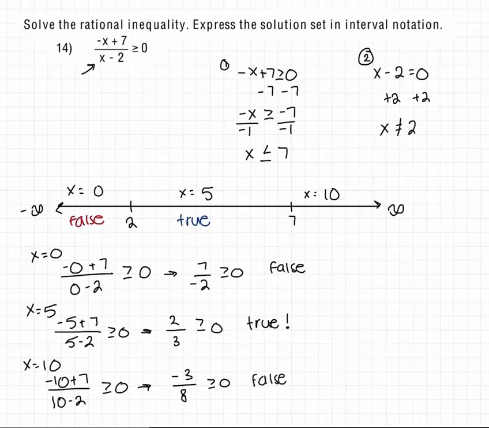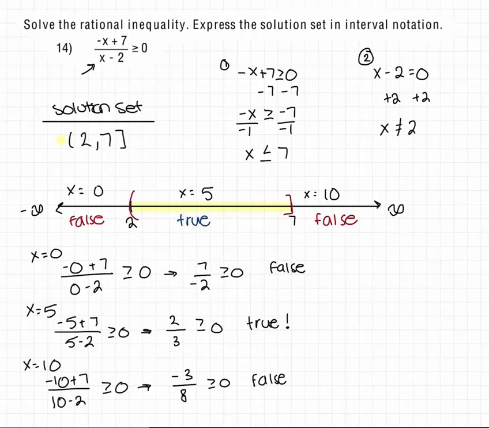So now, to get our solution set, we're going to look at our number line that we just did. We can see that our argument is only true between 2 and 7. But we know that our solution set cannot contain 2, so this will be a parenthesis because it can't contain it. And since it's greater than or equal to, we know that 7 is going to be a bracket. So when we rewrite that, that's going to be a parenthesis, 2, 7, bracket. And that is our final answer.